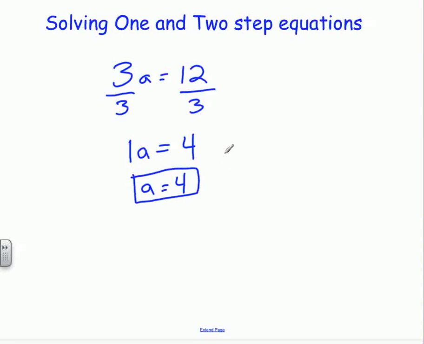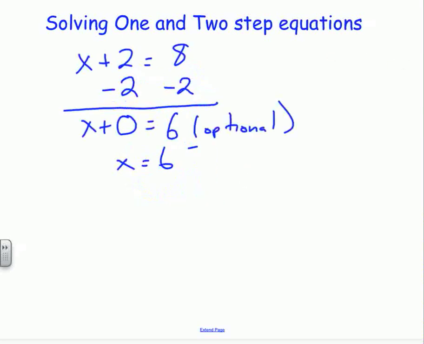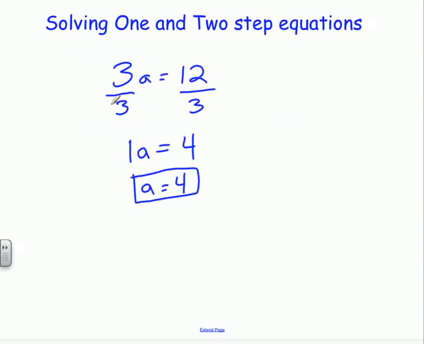So this is another type of 1-step equation. We have the type of 1-step equation where you have to add or subtract a number to both sides, and then we have a 1-step equation where you have to divide.